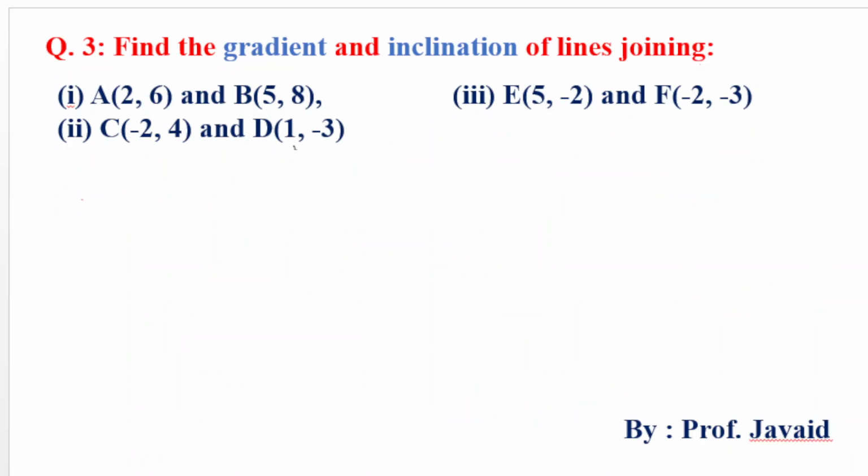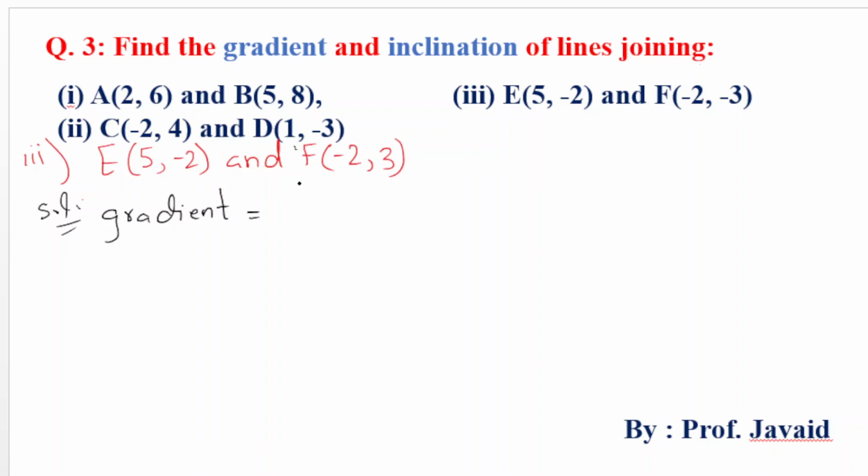The third part is, as I write the question again for you. So the third part is here. So let me write here: E (5, -2) and F (-2, 3). So let's write the formula and then solve. First of all we have to find the gradient.